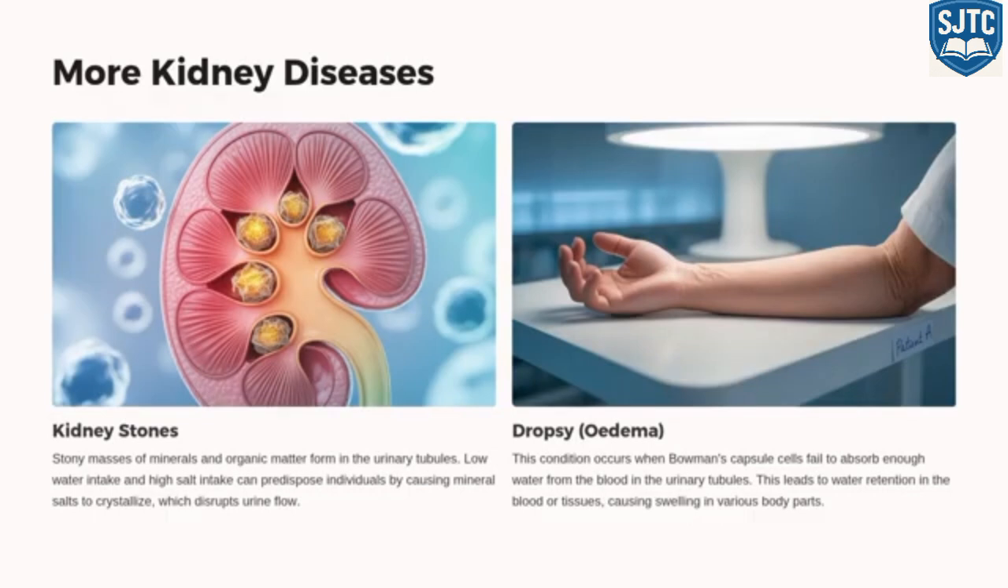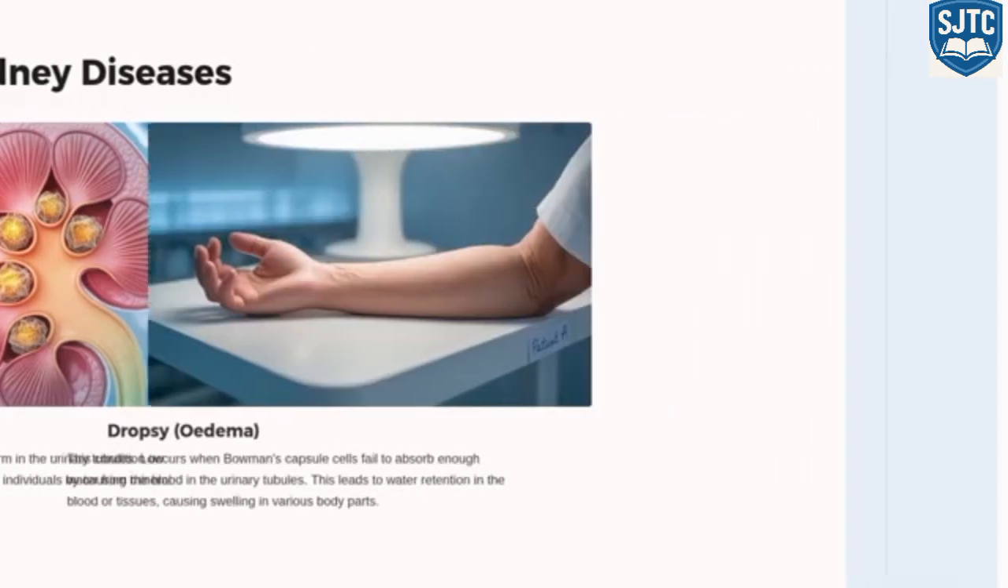Dropsy, edema. This condition occurs when Bowman's capsule cells fail to absorb enough water from the blood in the urinary tubules. This leads to water retention in the blood or tissues, causing swelling in various body parts.